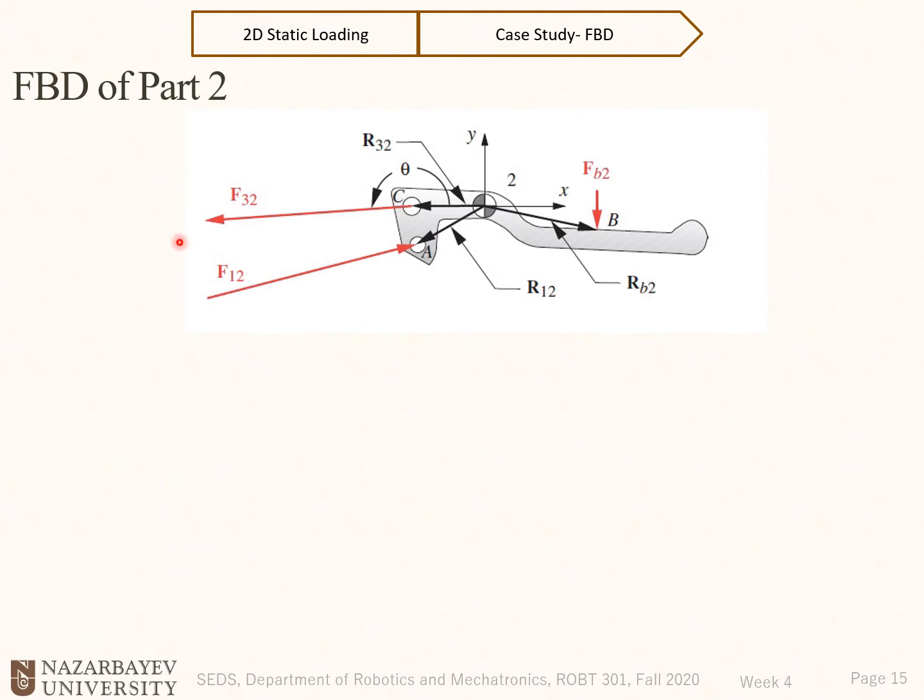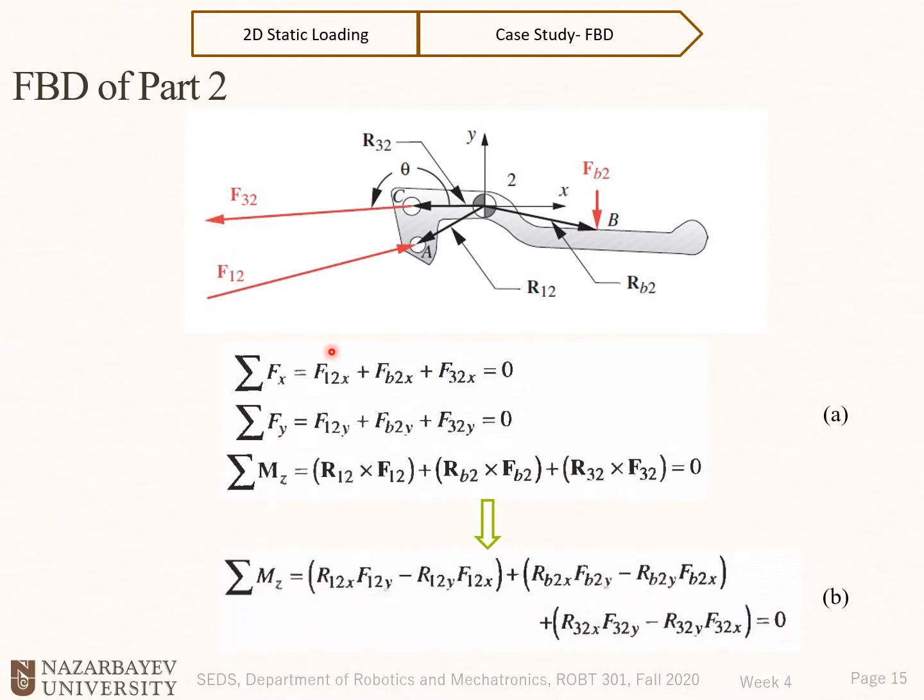Now let's start with one of those parts, which is part two, the lever. On the lever, we have these forces of FB2, F12, and F32. So this one is body 2, and when we say F32, it means that this is a force applied from body 3 to body 2. And F12 is the force applied from body 1 to body 2. So this one is from the cable, and this one is from the handlebar. These are the distances, R12, RB2, R32, and all of them are known.